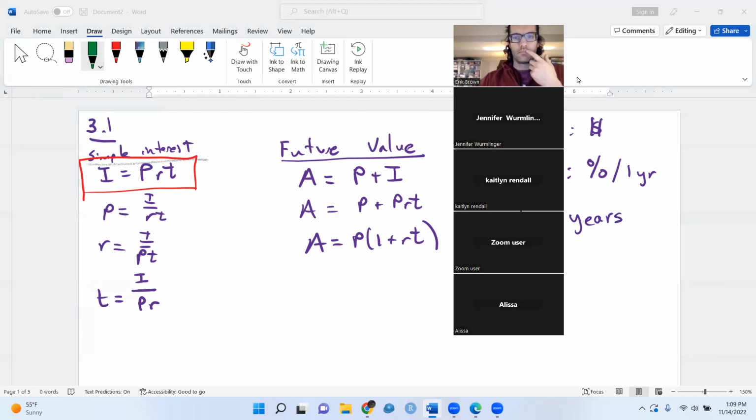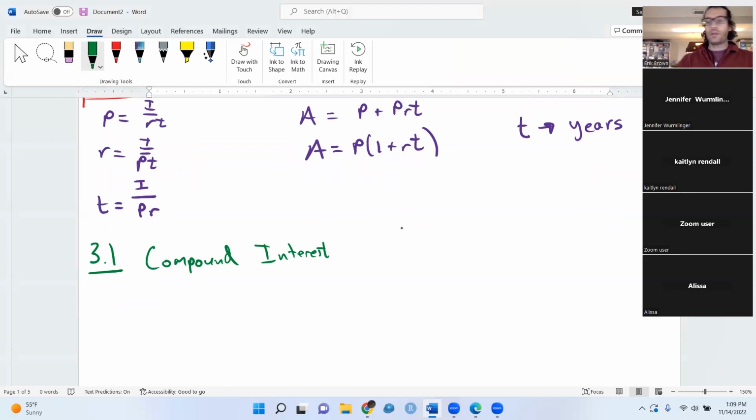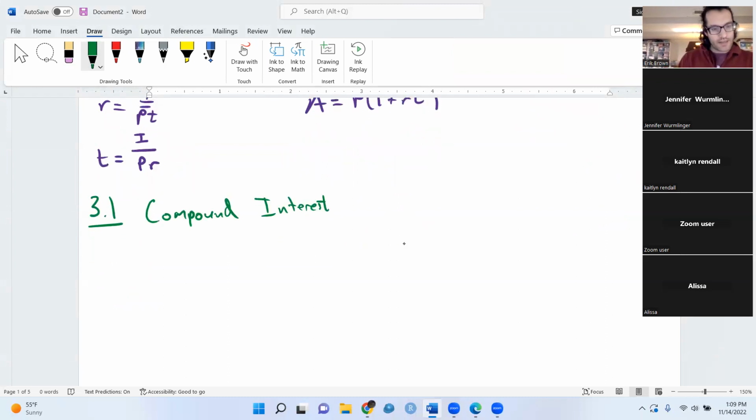All right, let's move to 3.2. So 3.2 is compound interest. I'm going to label that at the top, compound interest, and I'll put it in the same format. If we want to calculate interest, unfortunately, we can't calculate interest directly in the compound interest deal.